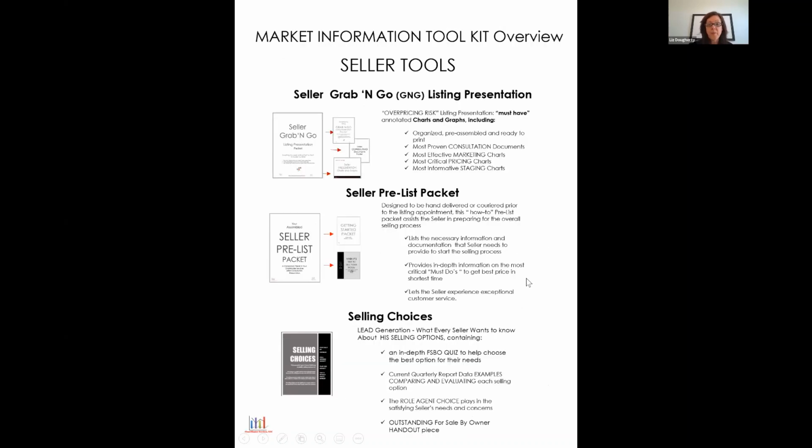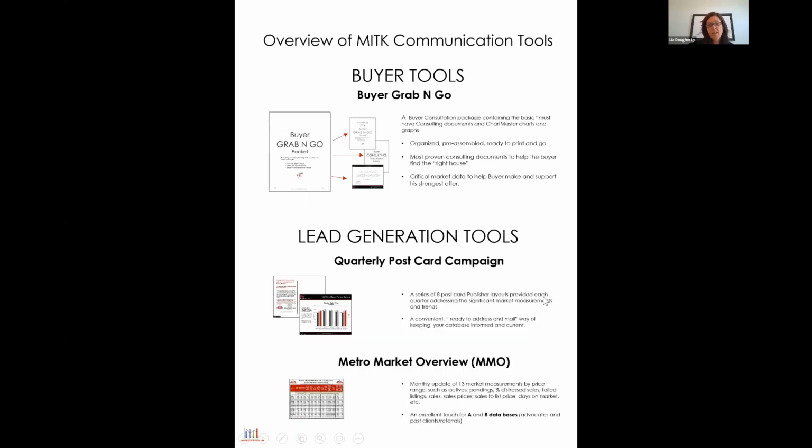Okay, so the grab and go, we just went over all of that. You've got the pre-list, you've got selling choices. And then we have lead generation tools. These are great. These are one chart with a quick summary of the chart and then your information on the back and whatever you'd like to add in. But these are ready to go and they're done quarterly. So you can honestly just put your own personal contact information in and send them out. So it's a great touch. It's really easy to use.